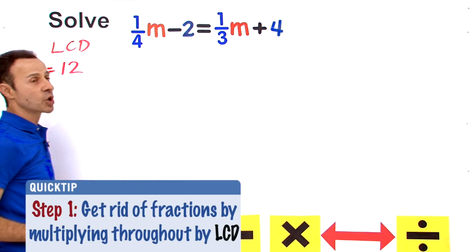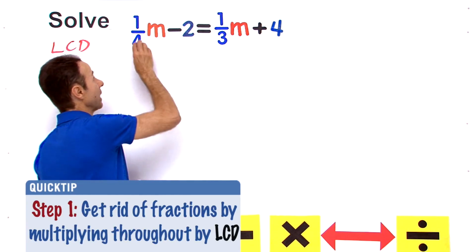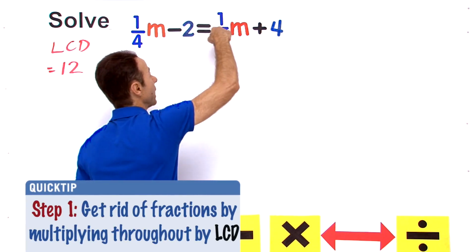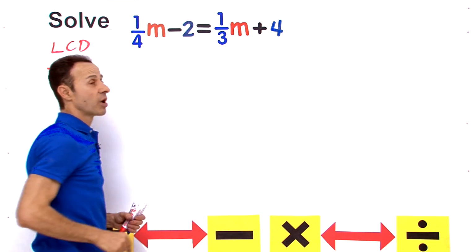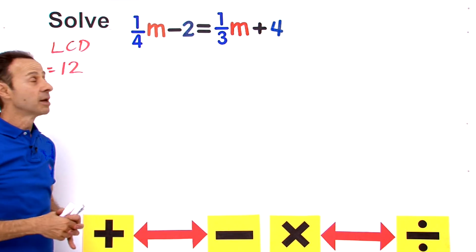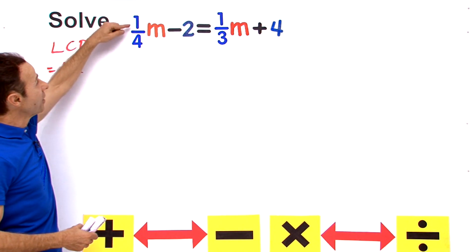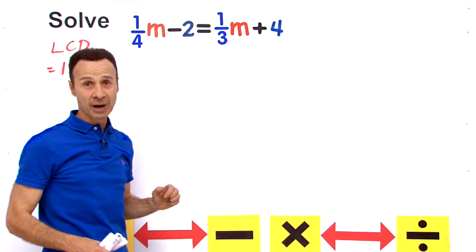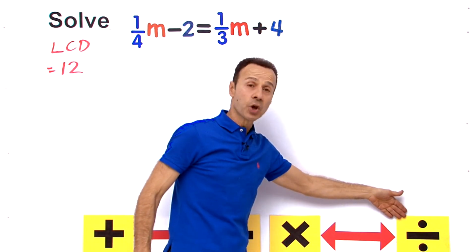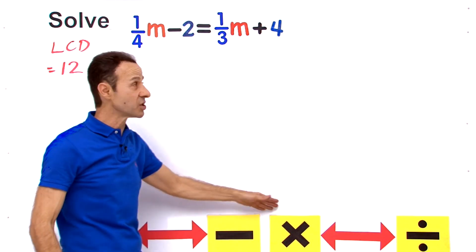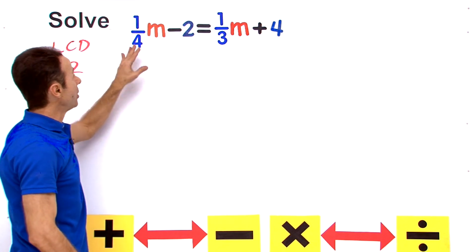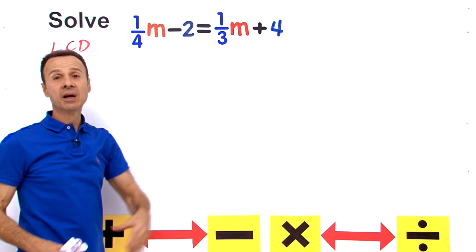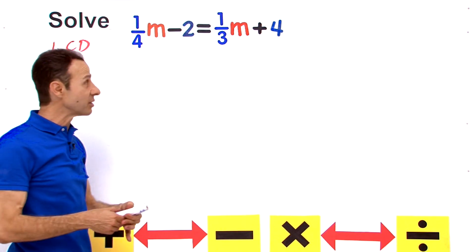So 12 is the lowest common denominator, and if we multiply every element by 12, it'll get rid of the fraction right over there. Why are we multiplying? Because 4 is dividing into the 1, and the denominator of 3 is dividing into the 1. And we know that division, the opposite operation, is multiplication. So we multiply by 12, it'll eliminate the denominator. So let's go ahead and do that.